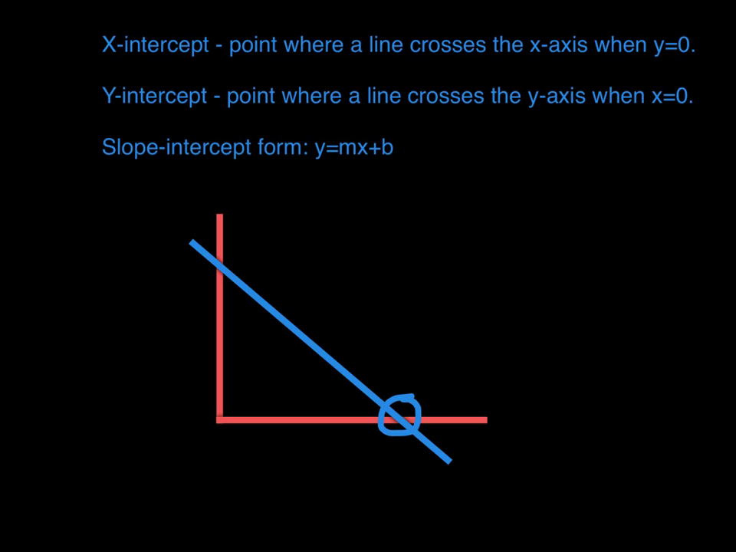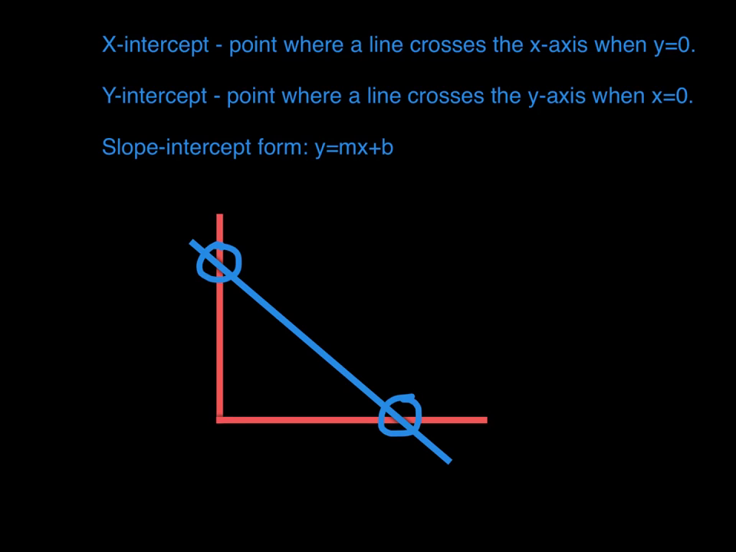The y-intercept, in contrast, is the point where a line crosses the y-axis when x is 0. So this point right here is the y-intercept, wherever a line crosses the y-axis. And we don't go over left or right at all, so x is 0.